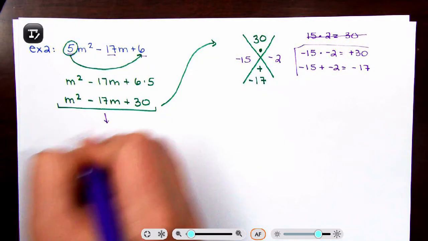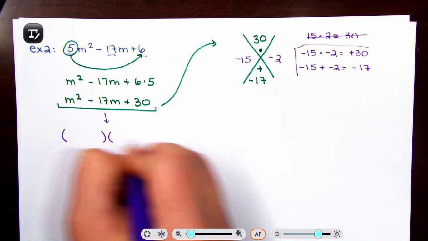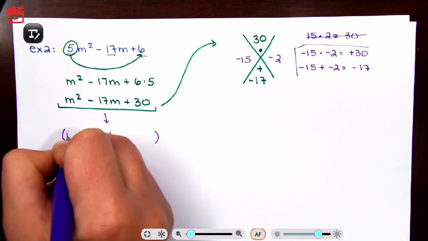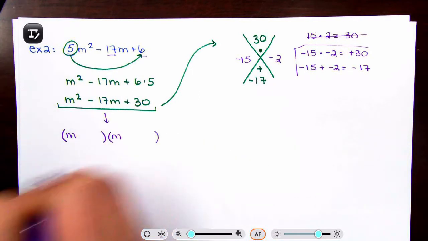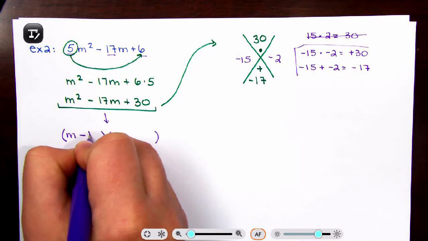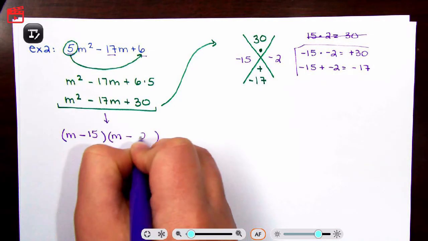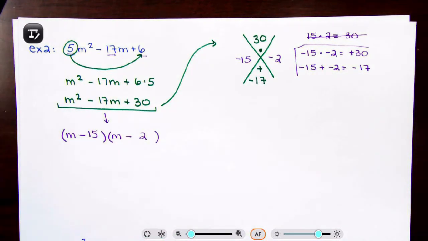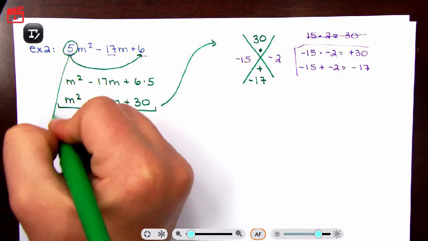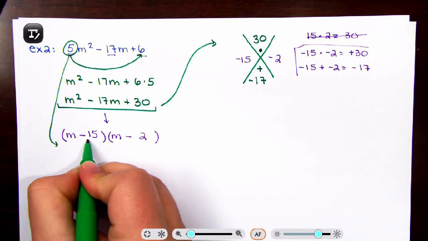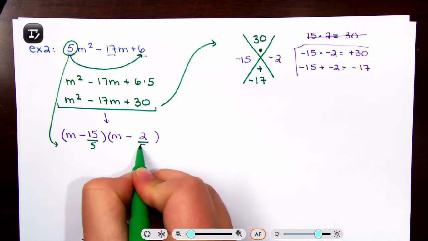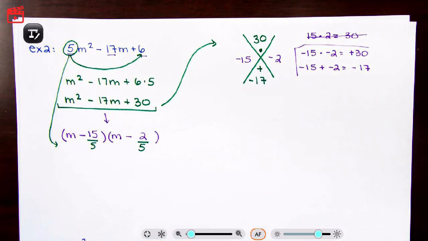So now I'm going to write out my factors just like I usually do in the guess and check method. I'm using m instead of x because that is my variable. My first factor is 15. My second factor is negative 2. After this, you're taking your original leading coefficient here and you're dividing each factor by it. So originally we multiplied by 5, but now we're dividing by 5.